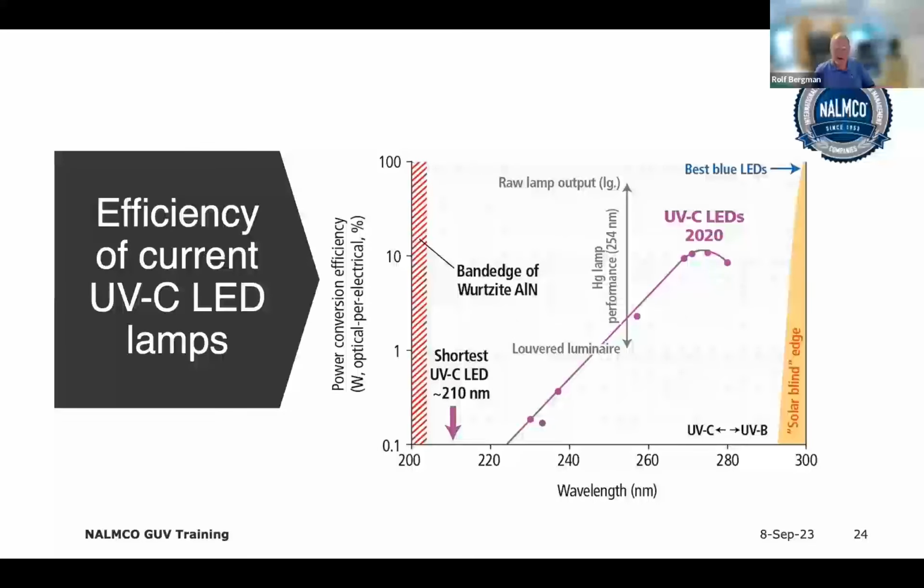Currently, as shown in this slide, the efficiency, as I mentioned before, in the upper UVC region, right next to the UVB region, is on the order of 10%. But by the time you get down to 222, it's very small. The shortest UVC lamp emission that at least I know of, and it may have changed by now, is on the order of 210 nanometers. So the potential is there to go down that far in wavelength.